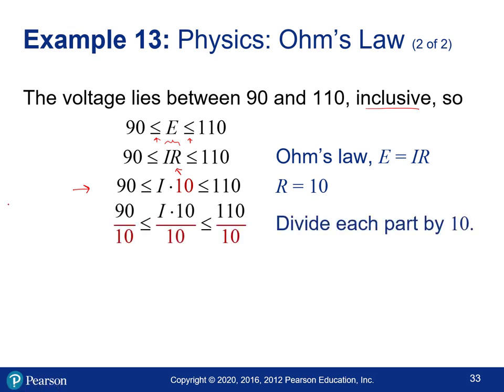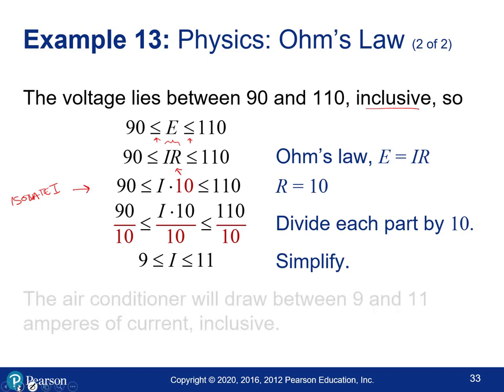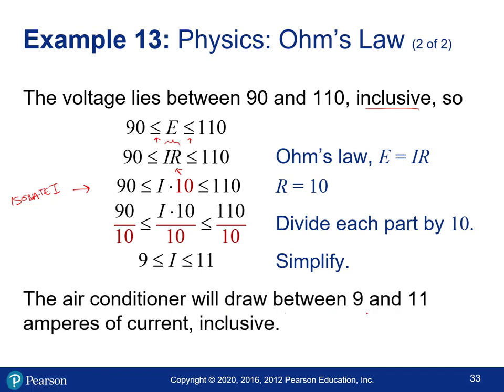If you focus on isolating the unknown, which for us is the current I, then we need to just divide all three parts by 10. We get 9 is less than or equal to I, which is less than or equal to 11. So the air conditioner will draw between 9 and 11 amps of current inclusive, so you can equal the 9 and you can equal the 11.